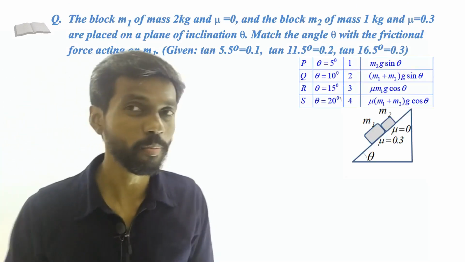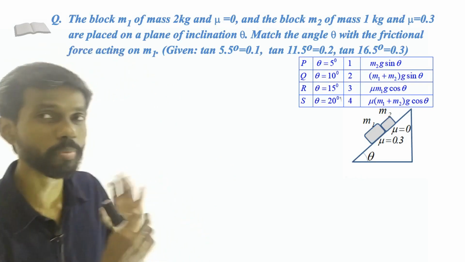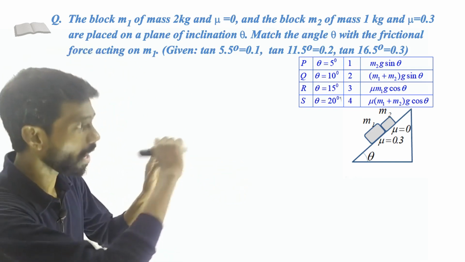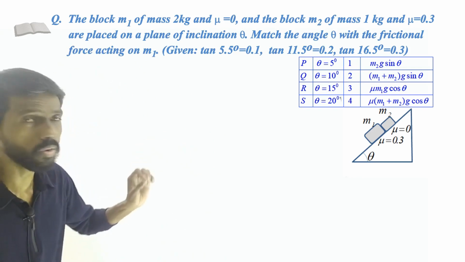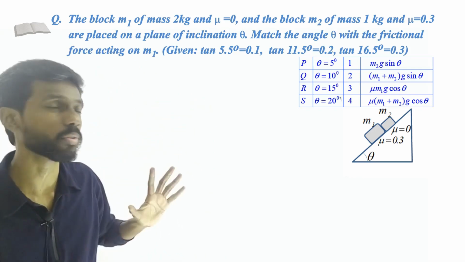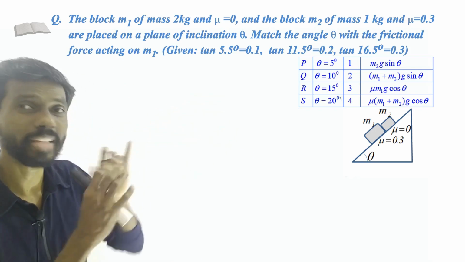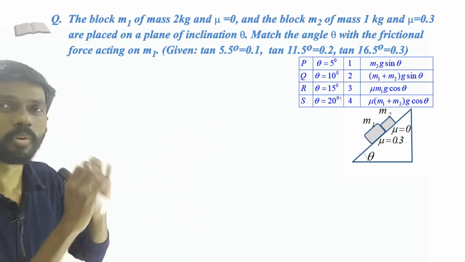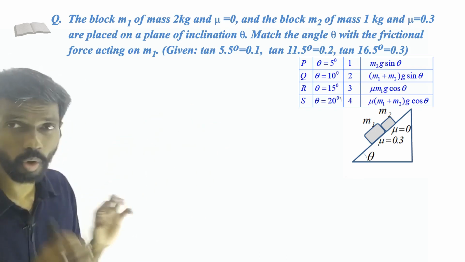Here also we have two blocks kept on an inclined plane, but they are not connected by a string. So no tension force between the blocks, but there is a normal force between the blocks because one exerts force on the other. Now see the block M1 and the surface, they have some frictional force because that mu value is 0.3, but between the block M2 and the surface there is no frictional force because mu is given to be 0. So no frictional force acts on the block M2, but there is some frictional force acting on the block M1.